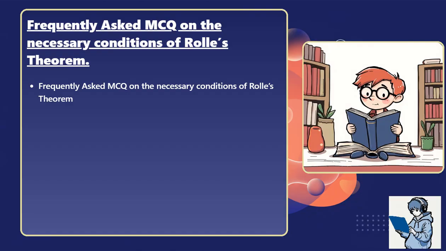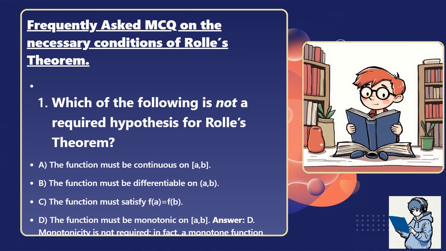Frequently asked multiple-choice questions on the necessary conditions of Rolle's theorem. 1. Which of the following is not a required hypothesis for Rolle's theorem? Option A, the function must be continuous on a to b closed interval. Option B, the function must be differentiable on a to b open interval. Option C, the function must satisfy f of a equals f of b. Option D, the function must be monotonic on a to b closed interval. Answer: D. Monotonicity is not required.